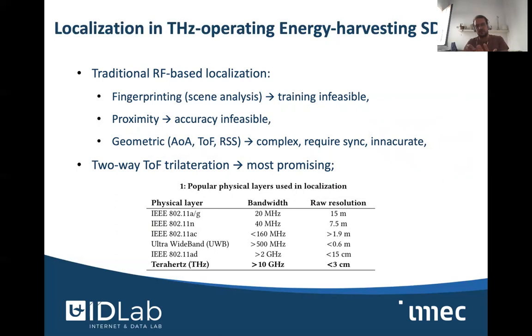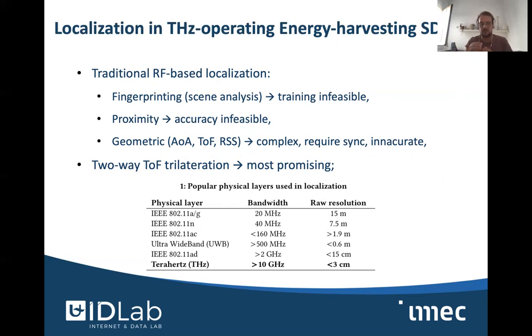The idea of proximity is just to estimate whether another device is in your proximity, in your range or not. Per se, this is not a very accurate localization solution, and here we are aiming at high accuracy of localization. This leaves us with geometric-based approaches, so some kind of trilateration based on angle of arrival, time of flight, or received signal strength. The problem with angle of arrival is that you either require directional communication or some complex signal processing, which you really cannot do because your energy is limited. Received signal strength is inaccurate. Time of flight requires synchronization between the devices.